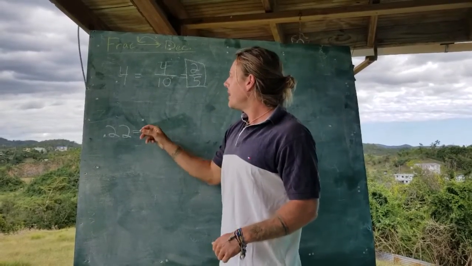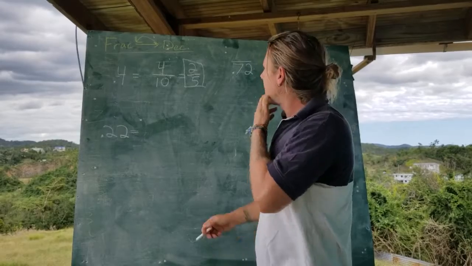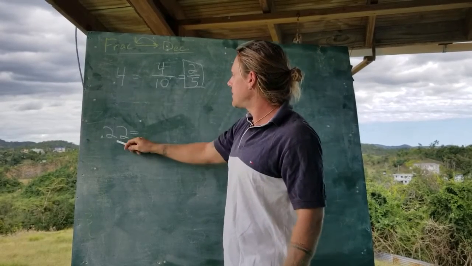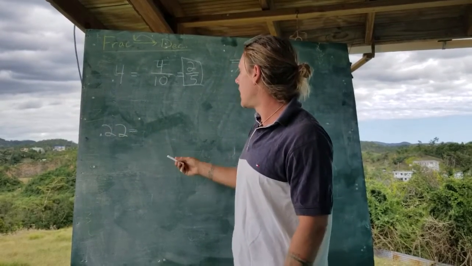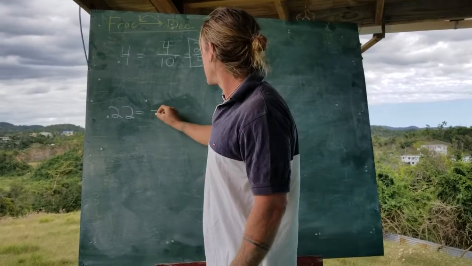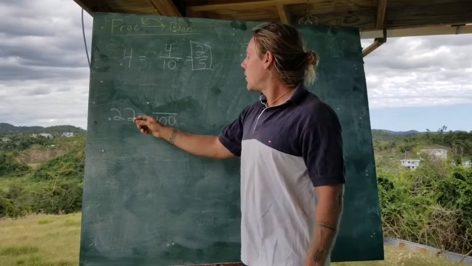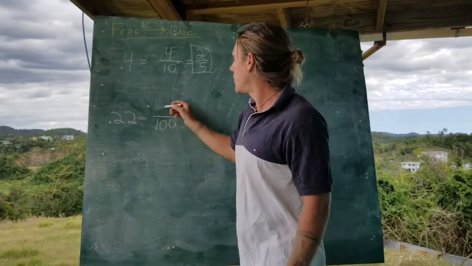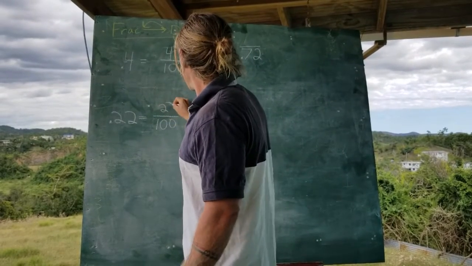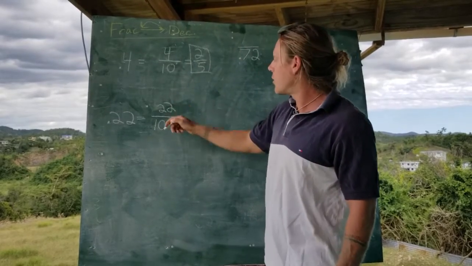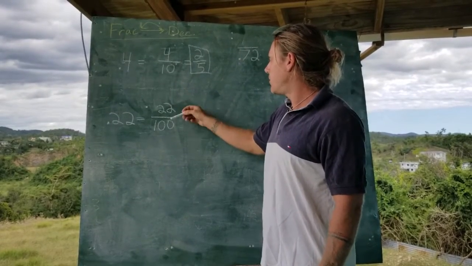Next one, 0.22. All right, a little bit more challenging. We have an extra digit into the what? The tenths, the hundredth spot. So that helps us figure out what our denominator will be, 100. And how many 100s are being represented? Well, 22 of them. So here we have a number, a over b. A and b are integers, b is not 0.